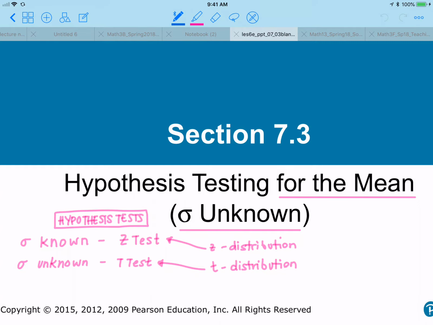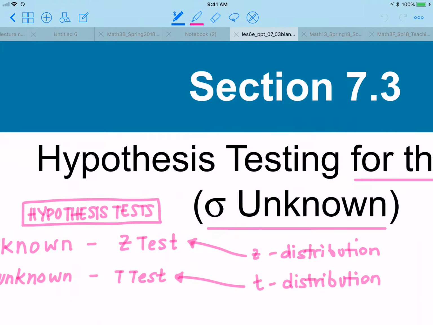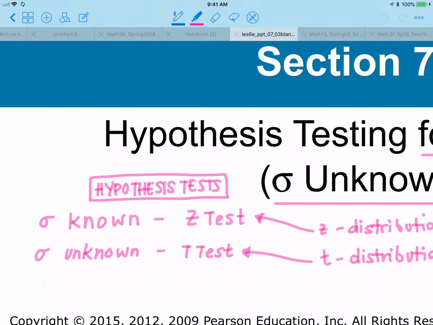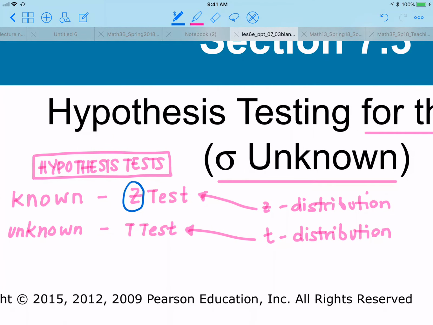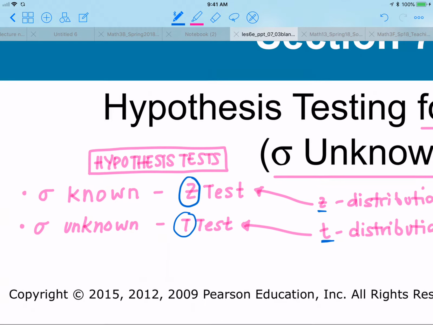Okay, and similar to chapter 6 when we're working with confidence intervals, here we will have two tests. Last section in 7.2, when sigma was known, we used a z-test. Now in 7.3, sigma is unknown, we're using a t-test. And of course the z is a reminder that the probabilities are based on the z distribution, and this t is an indication that the probabilities we're computing are going to be based on a t distribution, right?